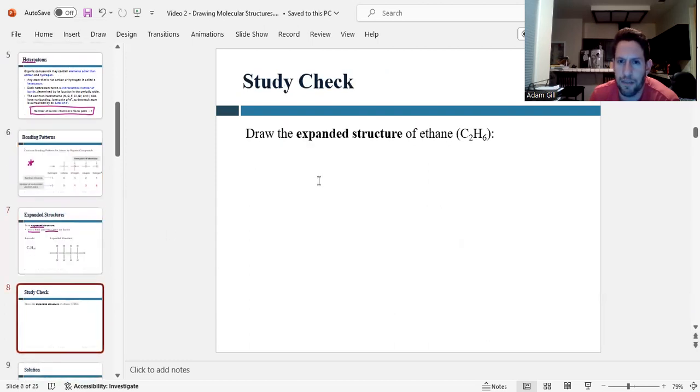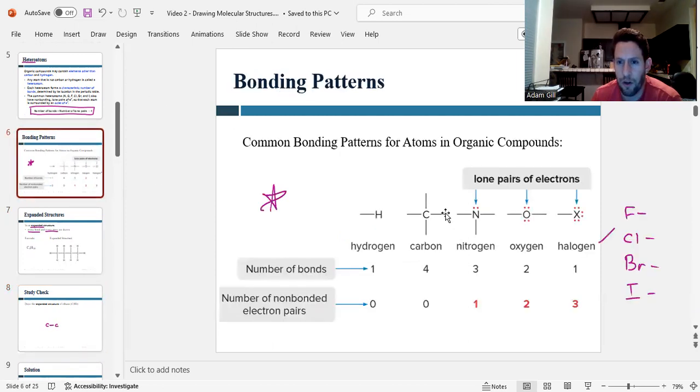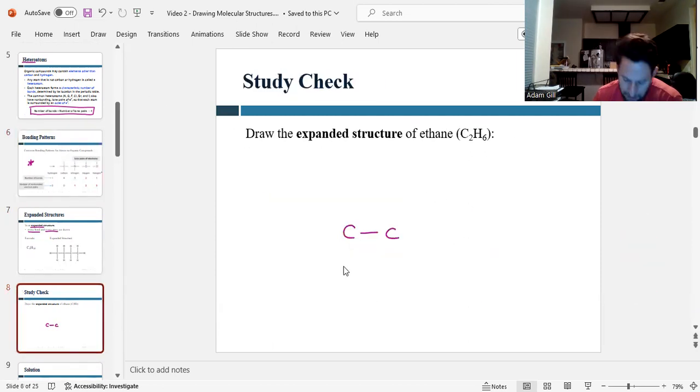Let's do a quick study check. Draw the expanded structure of ethane, C2H6. Well, if we have 2 carbons, they got to be connected to each other. Now, how many bonds do carbon form? Well, we know carbons always form 4 bonds.